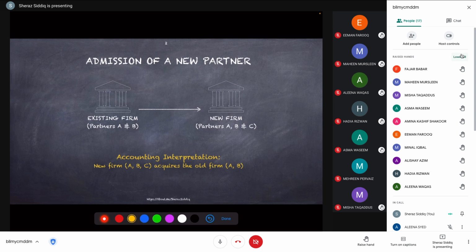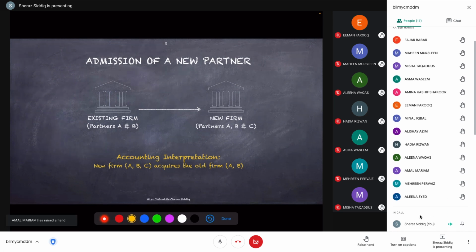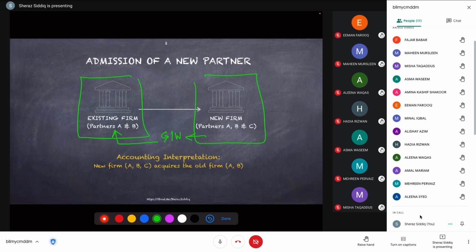Everyone, please, I will wait for all the hand raises because this is a very critical point, and all of your accounting treatment of goodwill is based on this point. So let me just make it here. The new firm is going to pay goodwill. Goodwill is going to pay it back to the old firm.